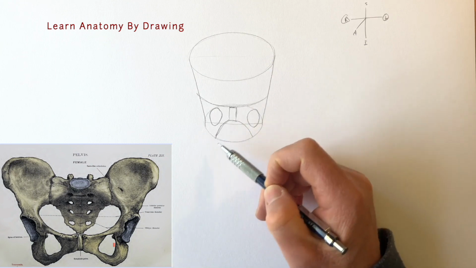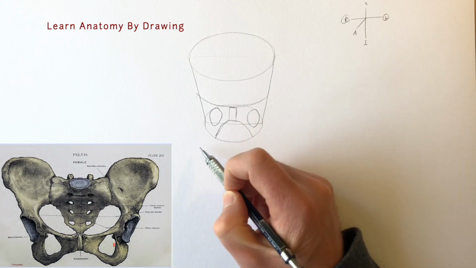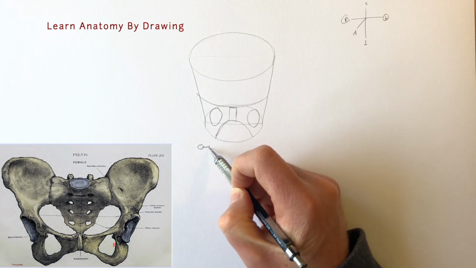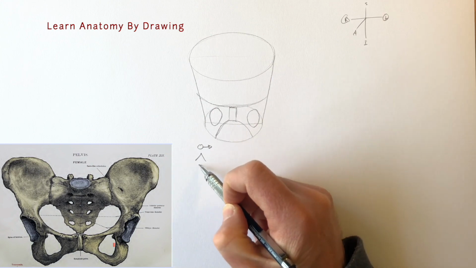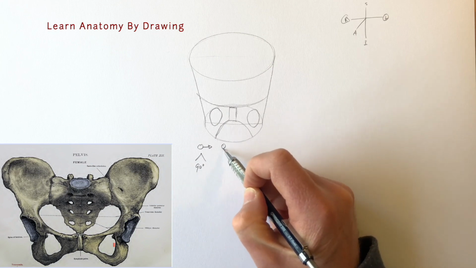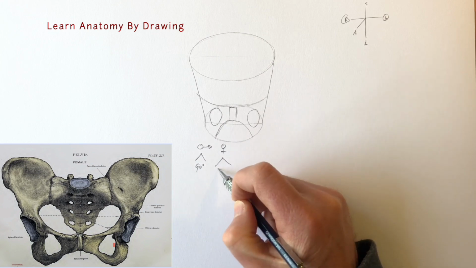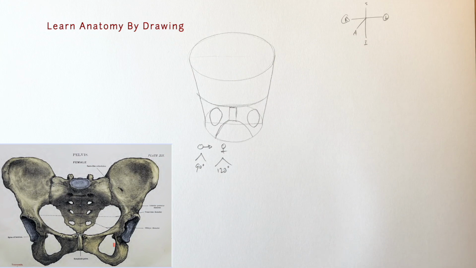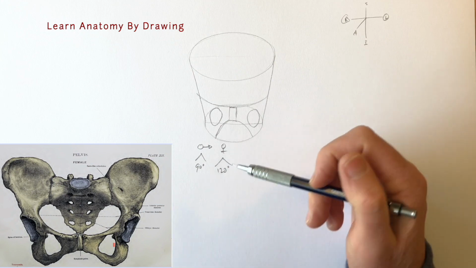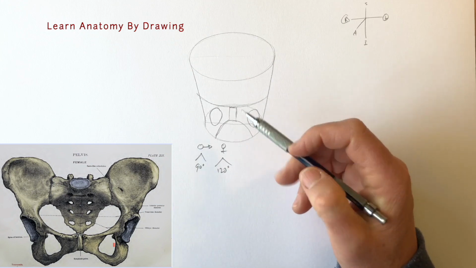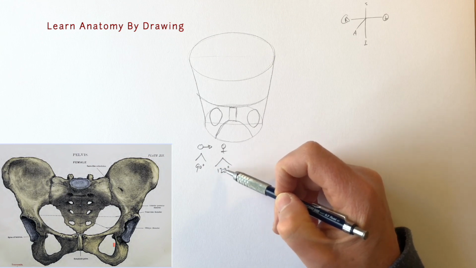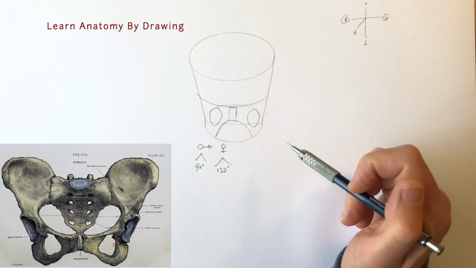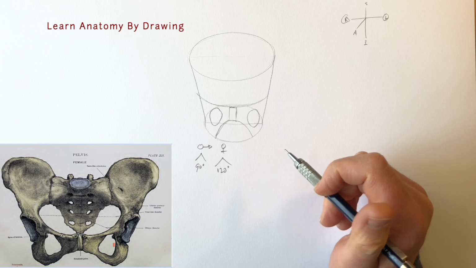Now, interestingly, this varies from male to female. In a male, the angle of this arch is 90 degrees. In a female, it's 120. I encourage you to add those in as little reference points for you. The reason is, the female has to have a wider pelvis to facilitate passage of the fetus through the pelvis.